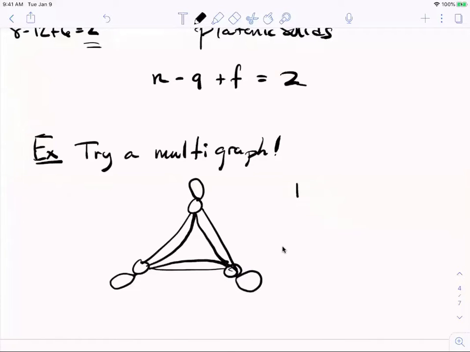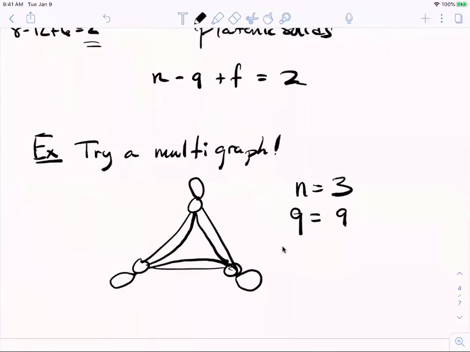And now let's count. I didn't change the number of vertices. I did change the edges. How many are there? Let me do it like this. There's 1, 2, 3 of those first ones, 4, 5, 6, and then 7, 8, 9. That's how you count the loops. The loops are an edge. So in a multigraph, that has size 9.